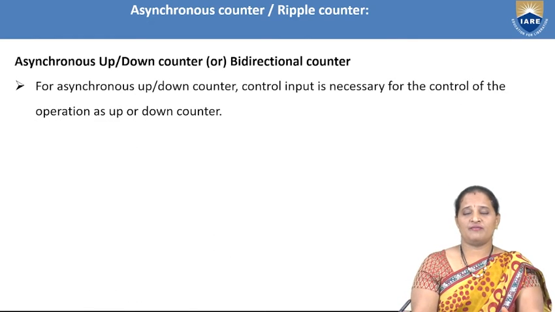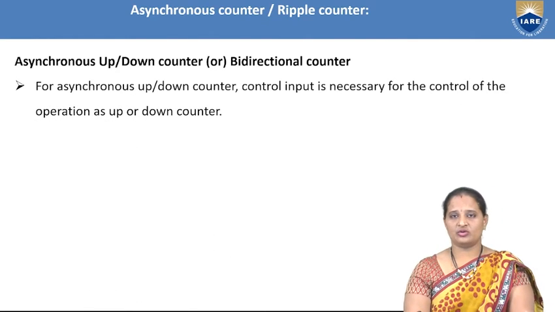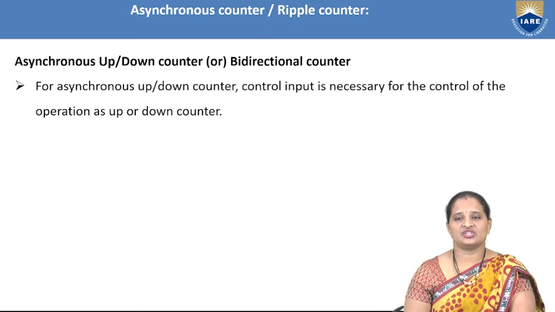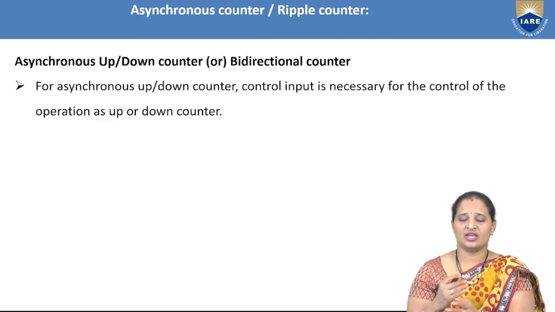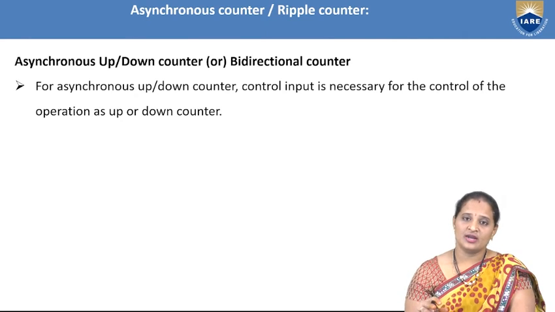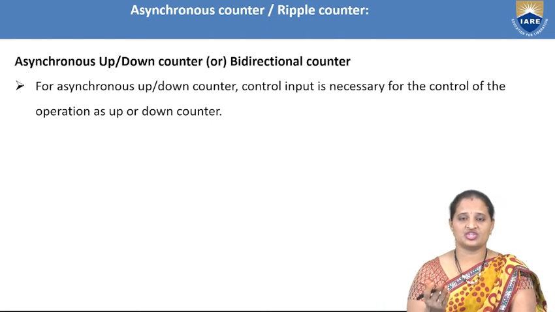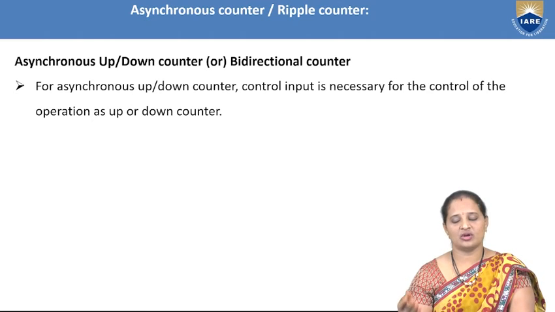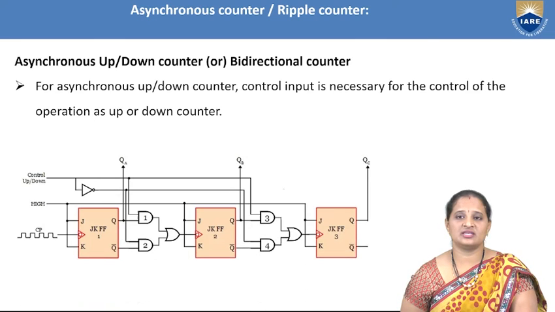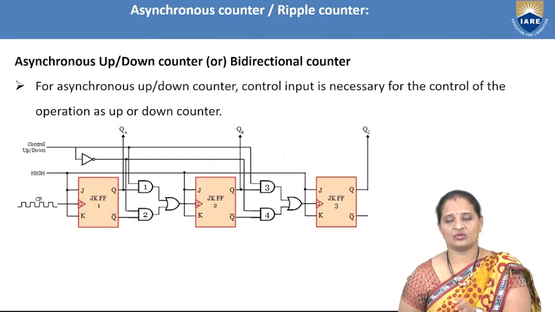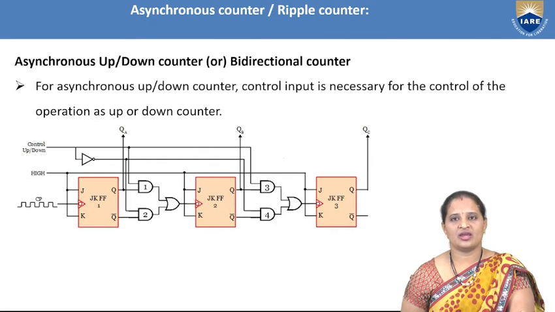So now we'll see the up-down counter. As I told you, we can have a bidirectional counter. That means we can count in the incremental order as well as in the decremental order. Such a counter, where counting is possible in both directions, is called a bidirectional counter or an up-down counter. As we are designing an asynchronous counter, we call it an asynchronous up-down counter or asynchronous bidirectional counter.